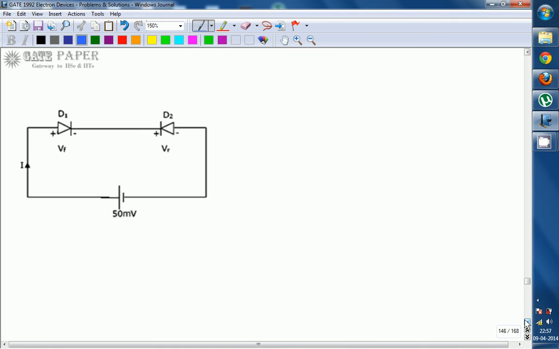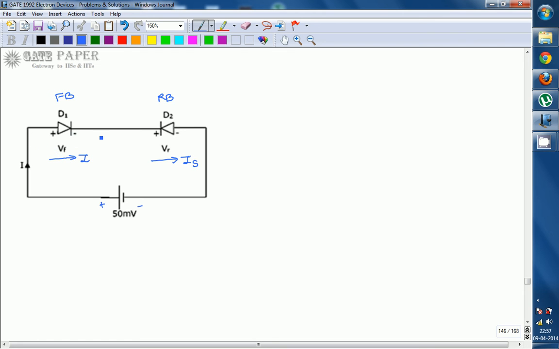Look at this diagram. Diode 1 is connected with 50 millivolts, where this is the positive terminal and this is the negative terminal. So diode 1 will be under forward bias and diode 2 will be under reverse bias. Whenever diode 1 is forward biased, current flows from P to N, and that is I. Whenever the diode is under reverse bias, current flows from N to P, and that current is always equal to the reverse saturation current, which is Is.